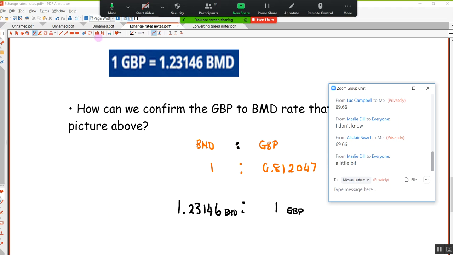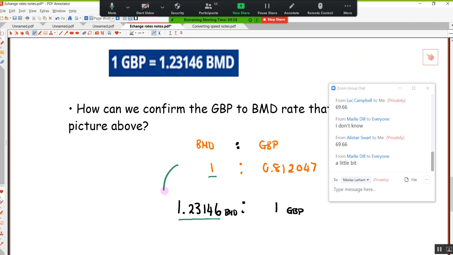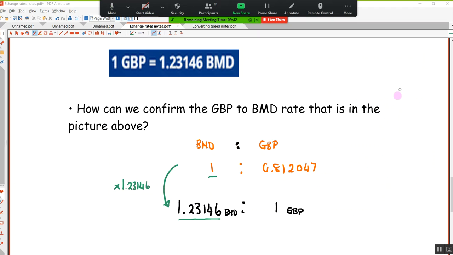Well, it should be exactly the same as we did before, guys. No? Can we confirm that it's right by, well, don't we just go, well, if I've got $1 Bermudian and I've got 1.23, what can I multiply by? Yeah, let's multiply by 1.23146 this time. Now, let's have a look, guys. What happens if I multiply this side by 1.23146? What do I get?